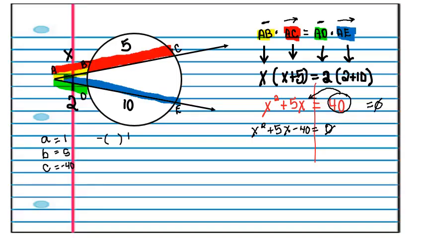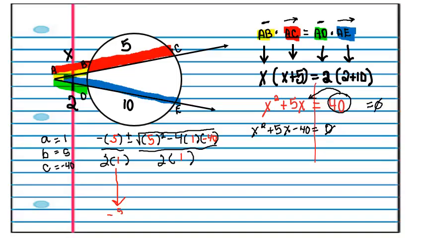Negative b plus or minus square root of b squared minus 4ac all over 2a. And I'm going to plug things in now. I'm going to plug in my a's, 1, 1, 1. Plug in my b's, 5 and 5. And my negative 40. Real numbers mean real math.